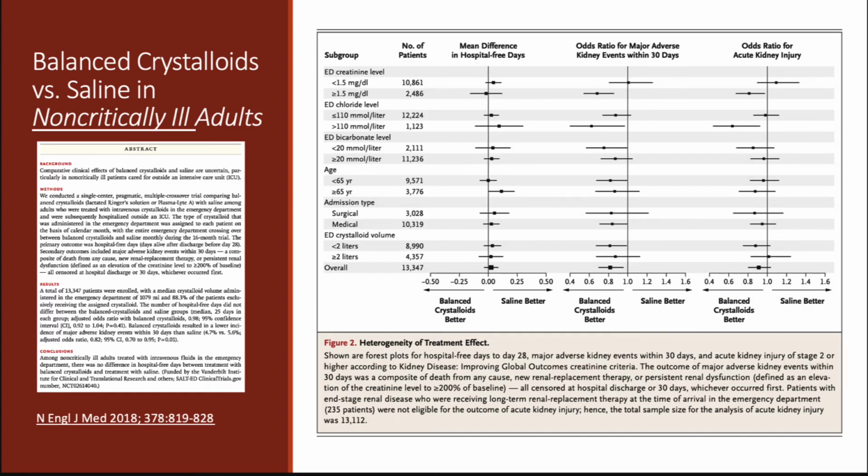Now, let's move on to the non-critically ill adults. And they broke this out into 3 different subgroups. Here they have the mean difference in hospital-free days. Okay, so how well did it improve the length of stay, essentially? They also had a second group with major adverse kidney events within 30 days. And then they had acute kidney injury as another option. So let's look at one at a time.